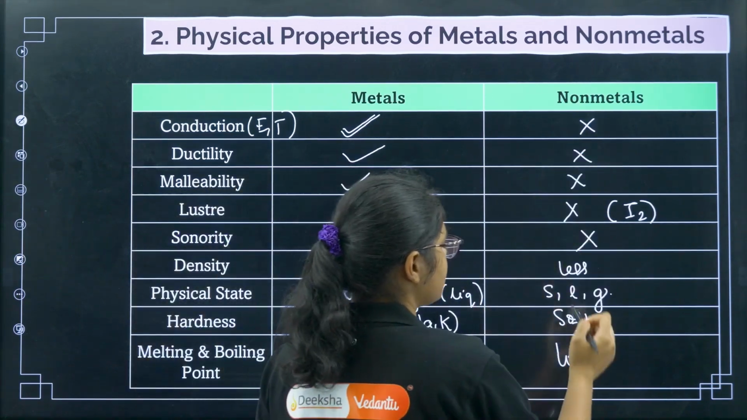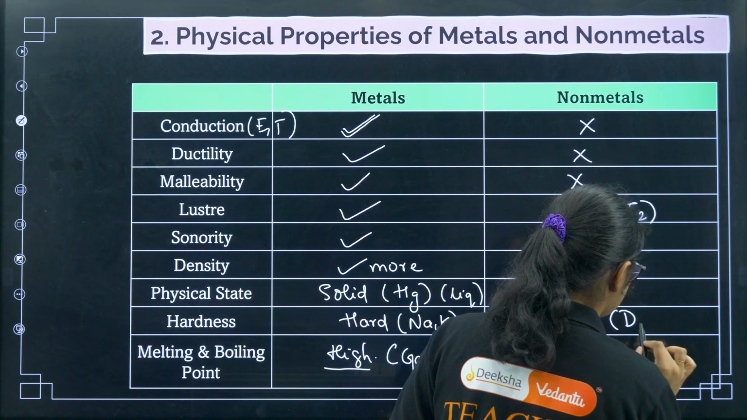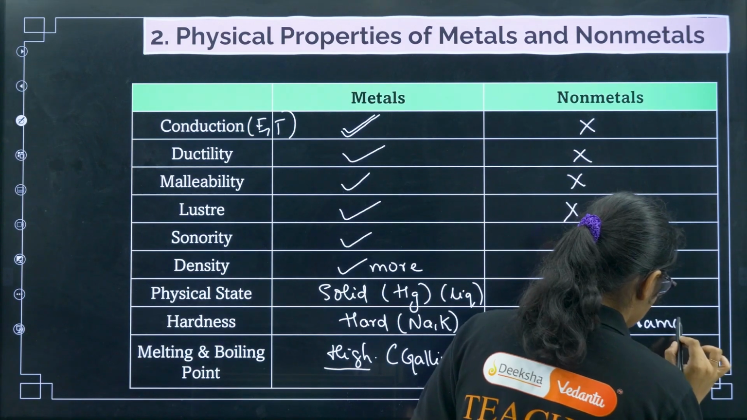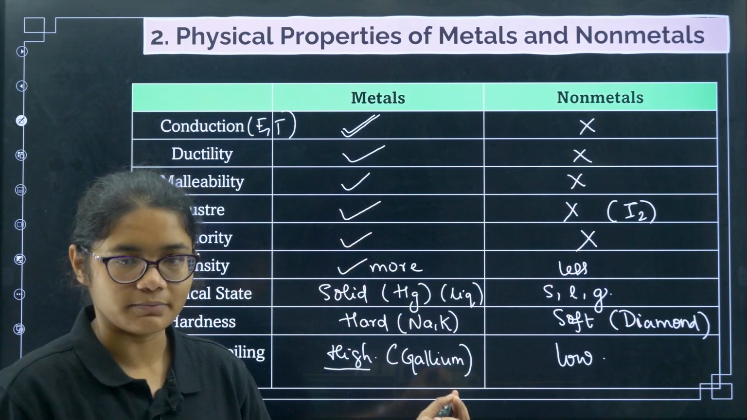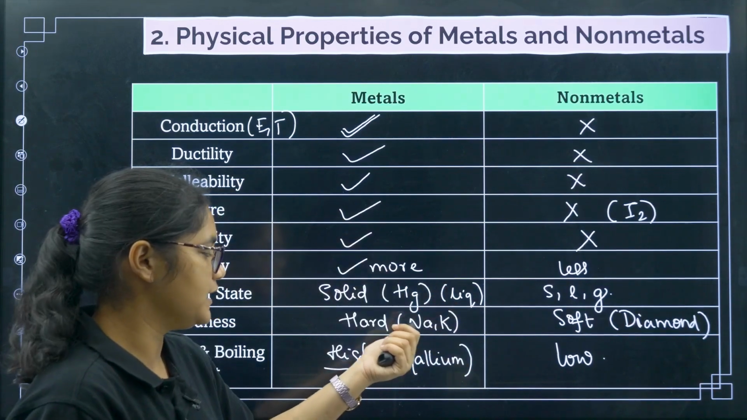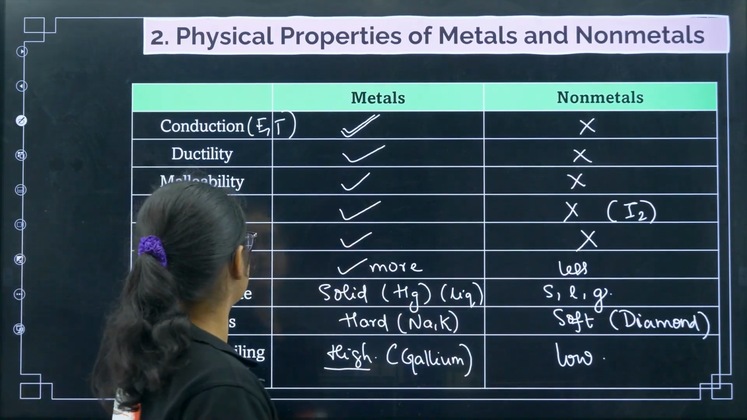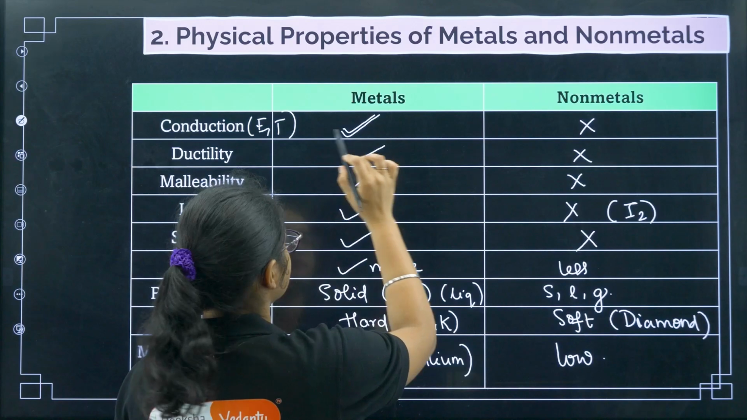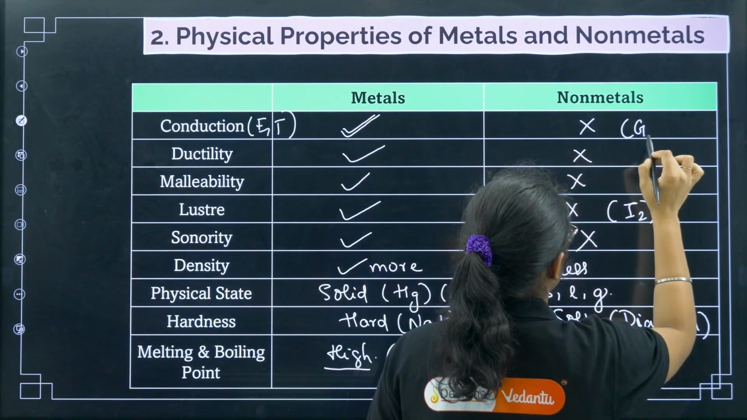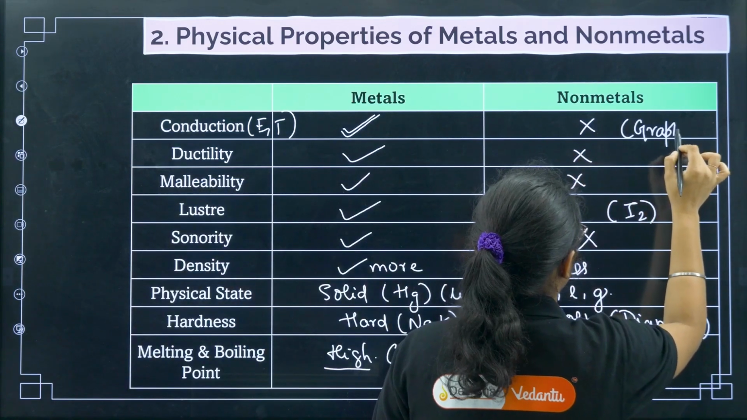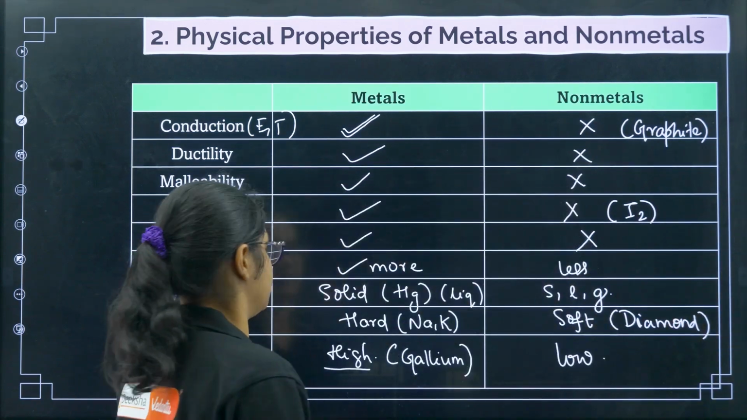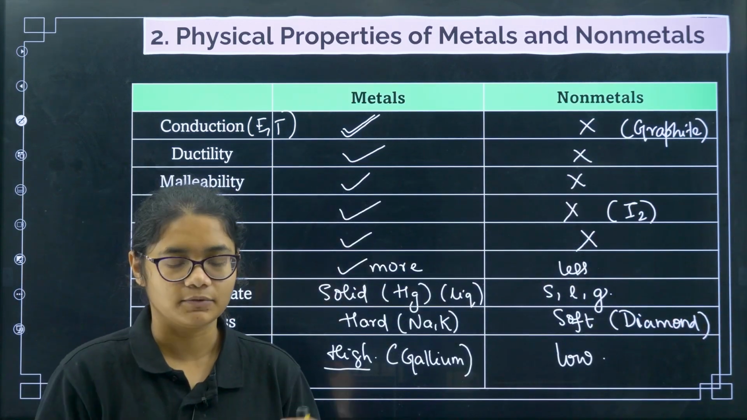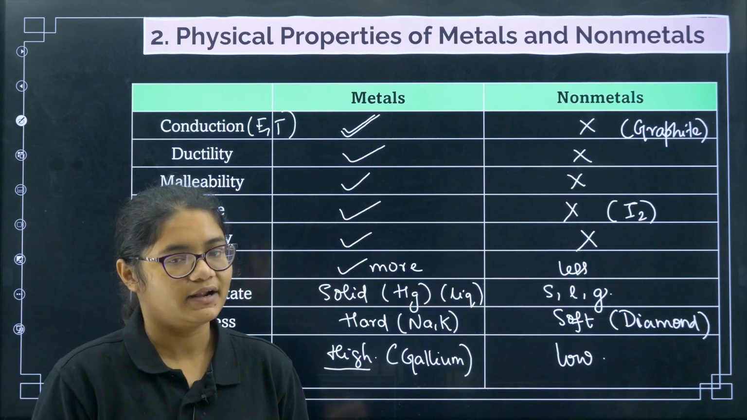In hardness, non-metals are generally soft, but the exception is diamond. Diamond is the hardest non-metal known. It is a non-metal, but it is very hard. Another exception is for conduction, that is graphite. Graphite is a non-metal, but it is a conductor of electricity. Because of its structure, it can conduct electricity.